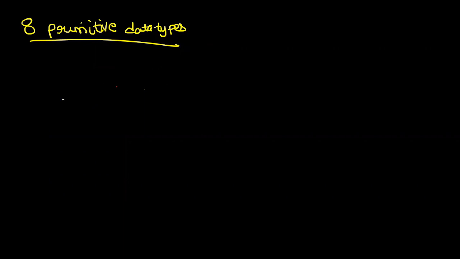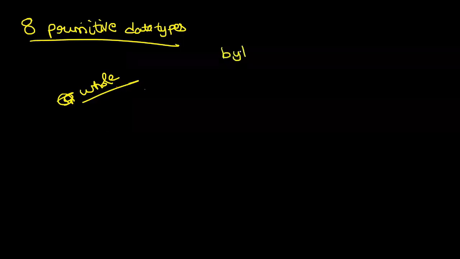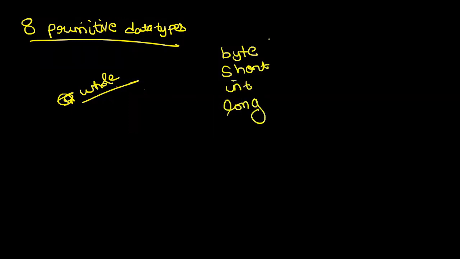See, guys, when you deal with data, you can deal with whole numbers. And when I say whole numbers, what do I mean? 1, 2, 8, 10, -10, -15. All these numbers you can deal with, right? So for whole numbers, we have 4 different data types. What are they? These are byte, okay? Then you have a short, then you have an int, and then you have a long. So these are the 4 data types available in Java that can store whole numbers, right?